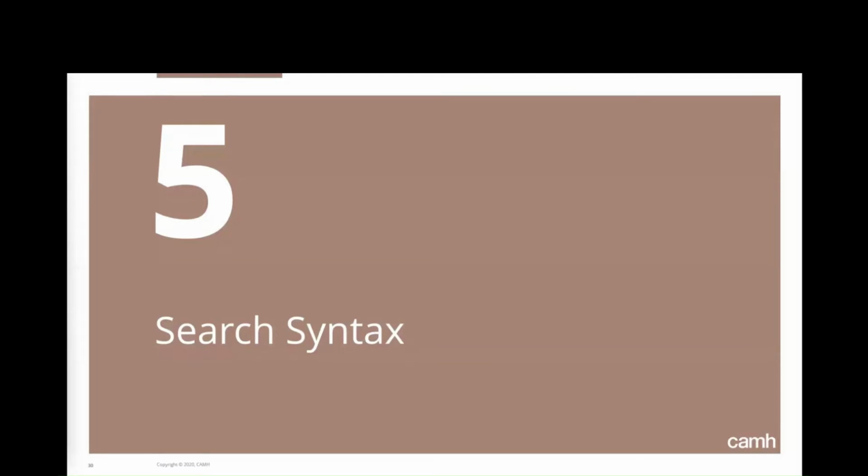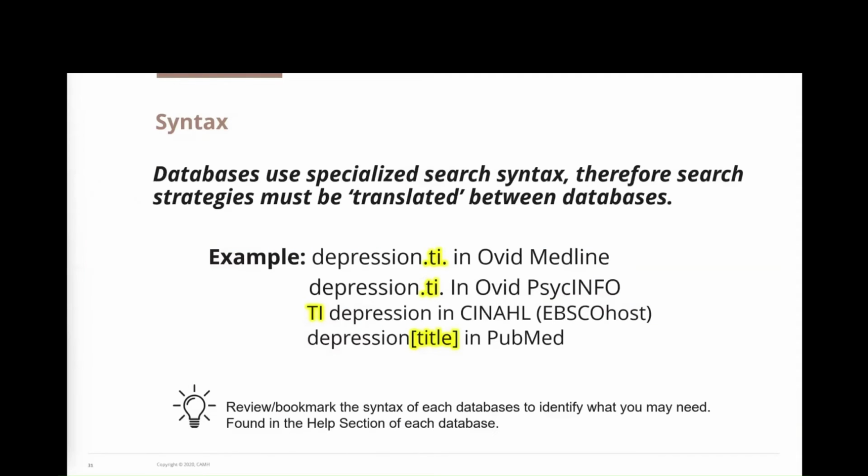Search syntax. Syntax describes the way database commands are written on each platform. This includes search field tags, proximity operators, wildcards, and truncation. For example, searching for depression in the title of a record would look like this in various databases.